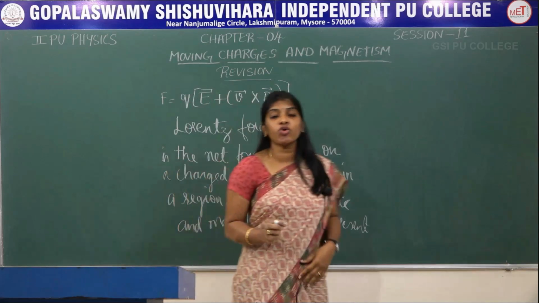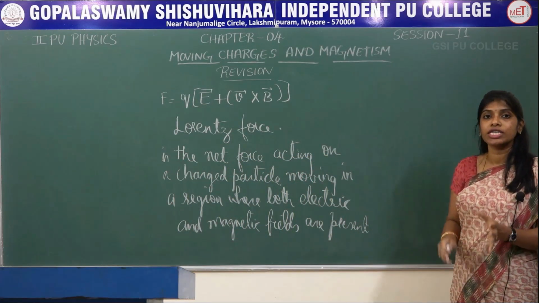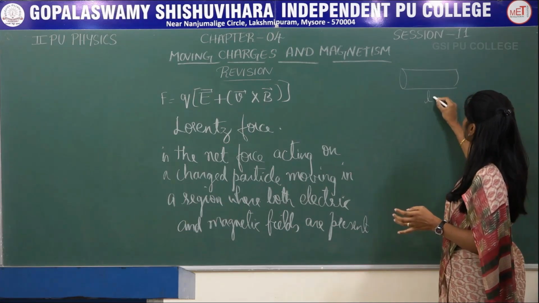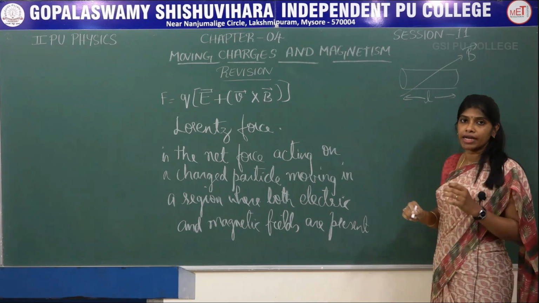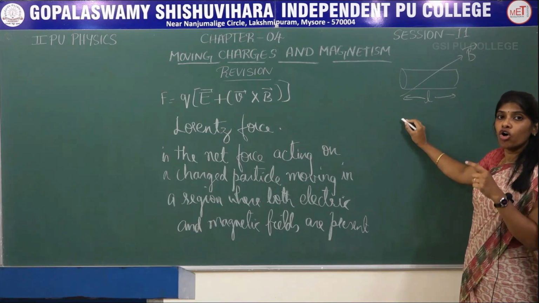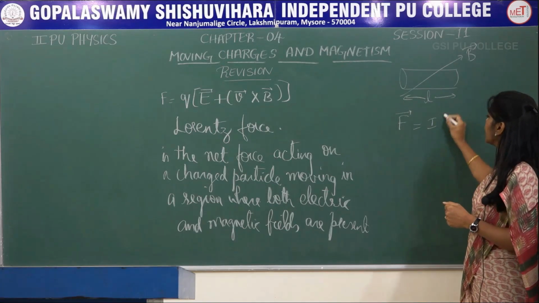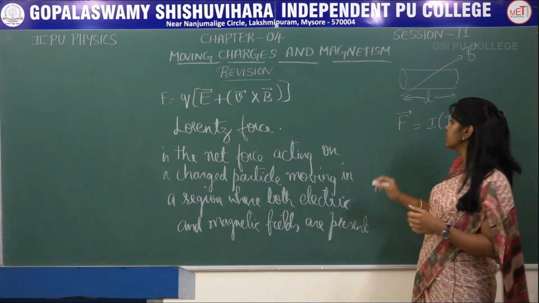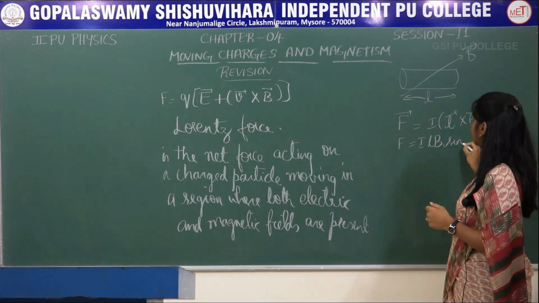Next, if you have a current carrying conductor, let me say that the current carrying conductor of certain length L is placed in an external magnetic field. Then what is the force acting on this current carrying conductor? That force is given by I into L cross B. Or if I expand this, F will be equal to ILB sine theta.